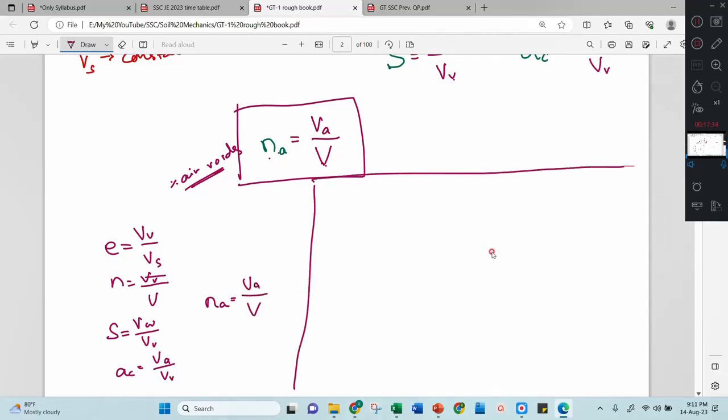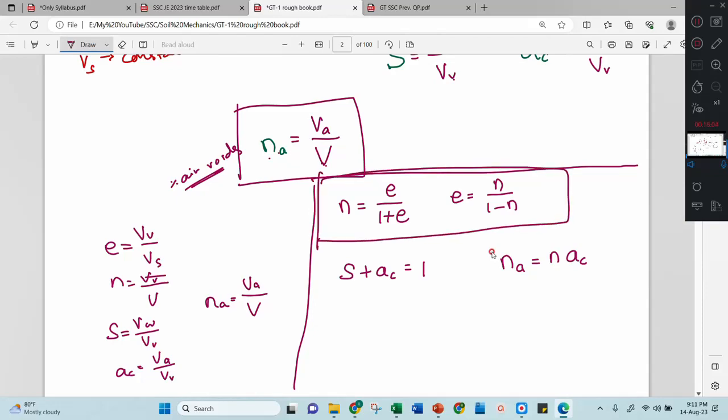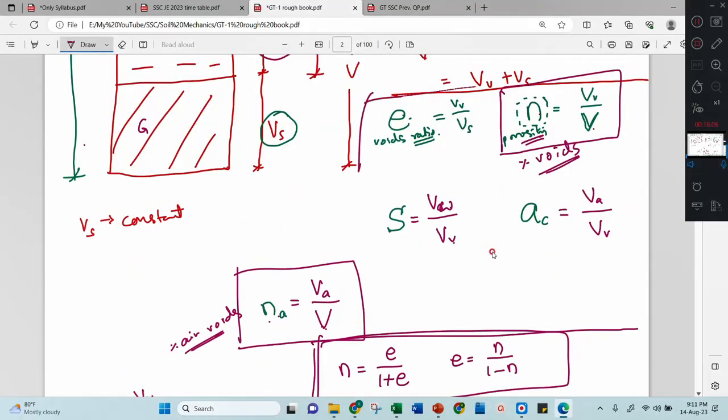Now there are derivations between all of these. Then we will arrive at some formulas. Those formulas are N equals E divided by 1 plus E, or E equals N divided by 1 minus N. Two formulas. Or S plus AC equals 1 and NA equals N into AC. These four formulas we can remember. These two formulas belong to brothers. This is sisters.